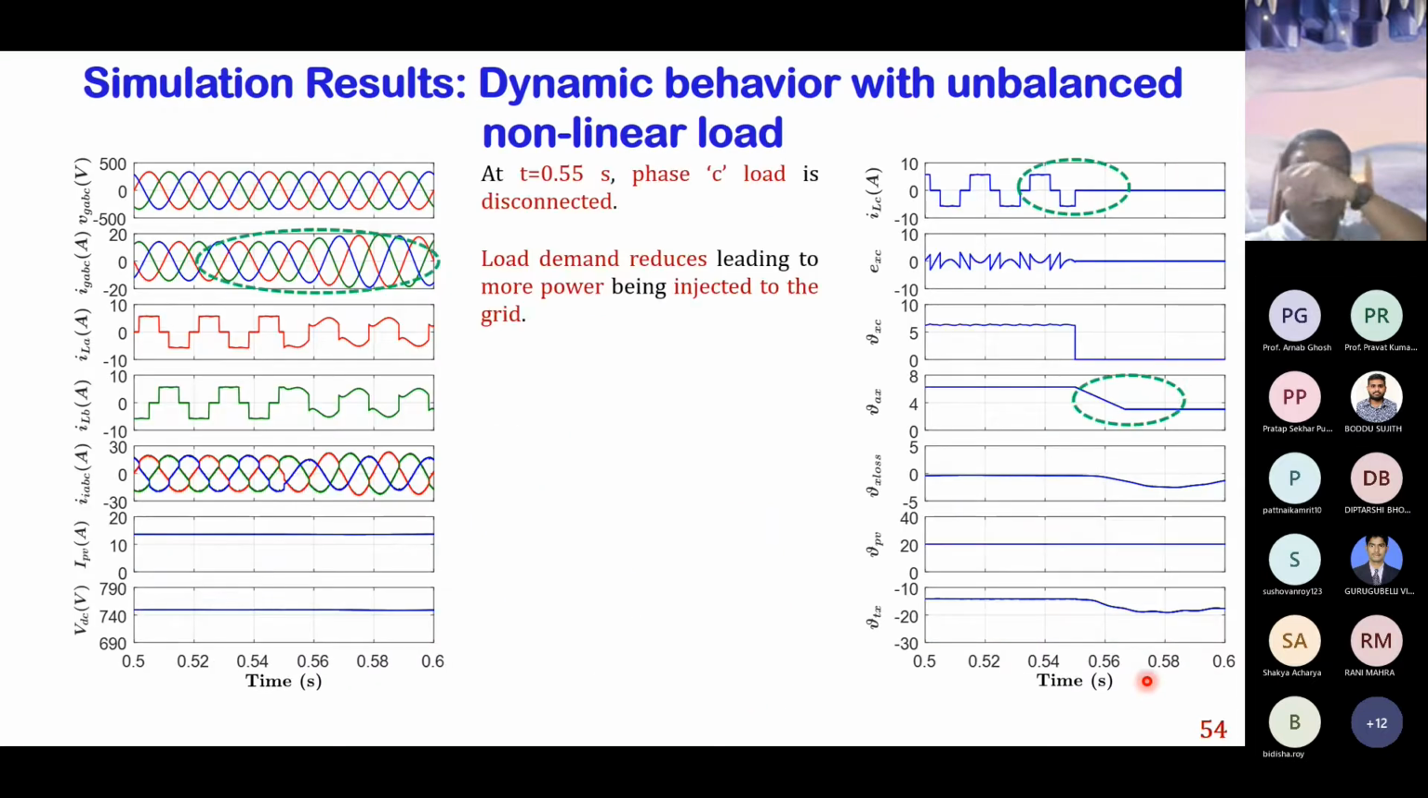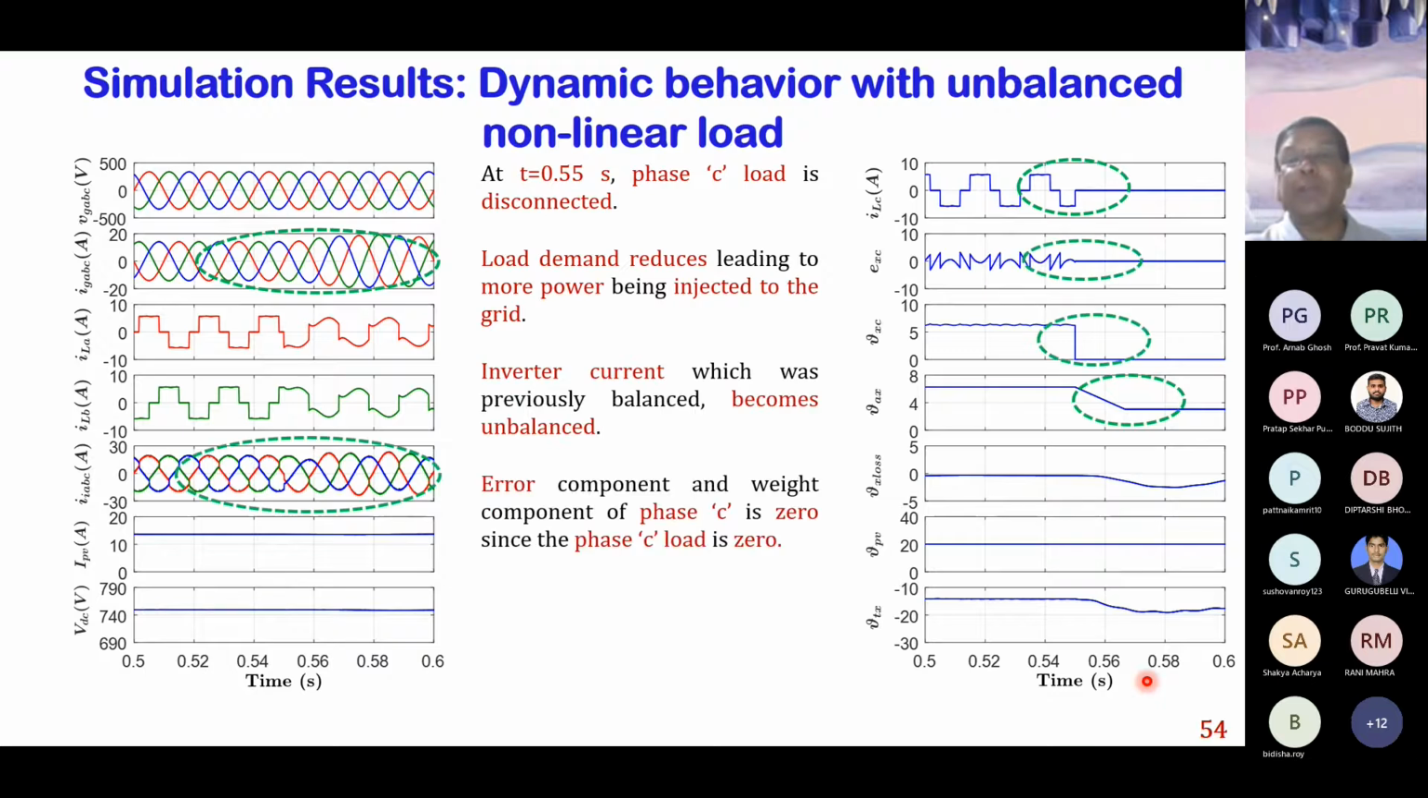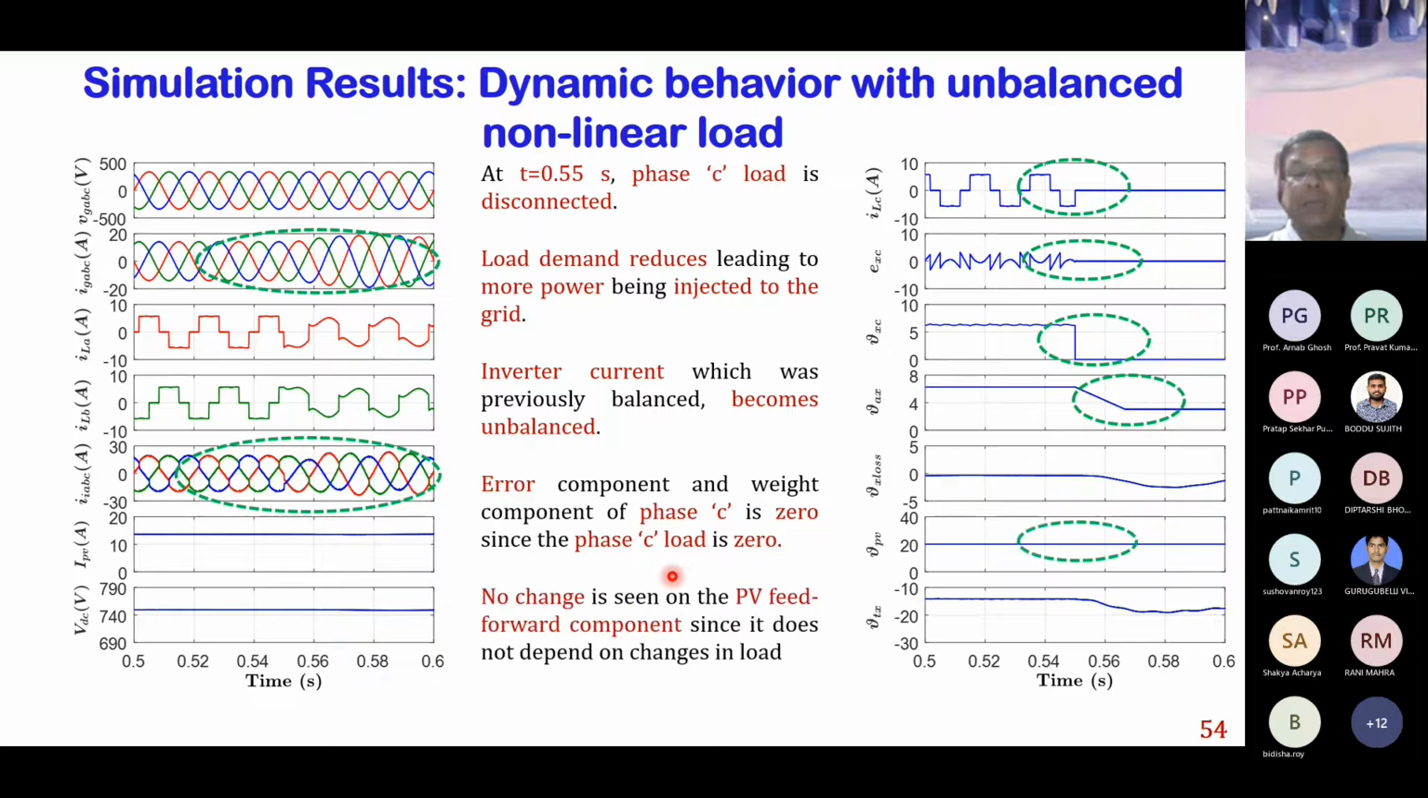See the simulation result that we obtain for the dynamic behavior with unbalanced nominal load. At t equal to 0.55 second, phase C load is disconnected. As a matter of fact, the load demand reduces, leading to more power being injected to the grid. And the inverter current, which was previously balanced, now becomes unbalanced. And the error component and weight component of phase C is 0, since phase C load current is 0. And no change is seen in the PV feed forward current, since it does not depend upon the load.